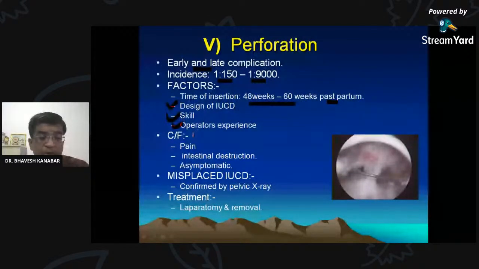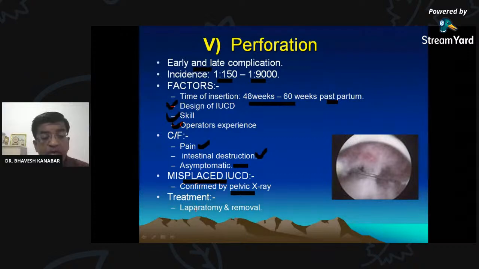Clinical feature of perforation: if the perforation happens, there can be pain, intestinal obstruction. If the device goes into the abdominal cavity, it can obstruct the intestine. It can even be asymptomatic also. There is another condition known as misplaced IUCD, which can be diagnosed by pelvic X-ray. As we have seen previously, it can be laden with BaSO4, so it is helpful to diagnose this with the X-ray. And treatment of this misplaced IUCD is laparotomy and removal. Laparotomy is opening of the abdominal cavity and removal.